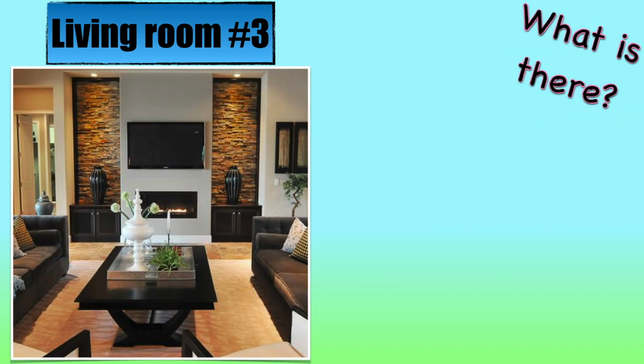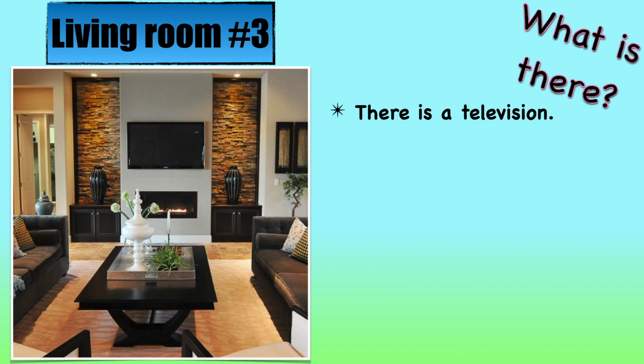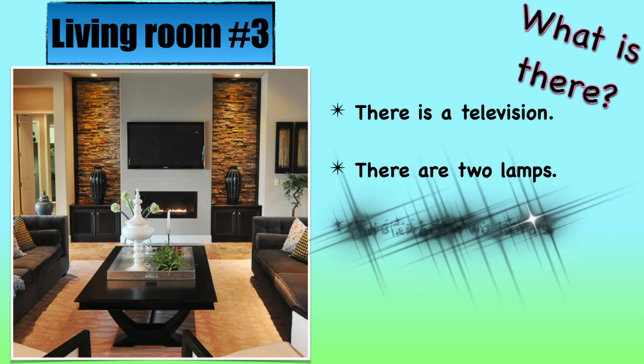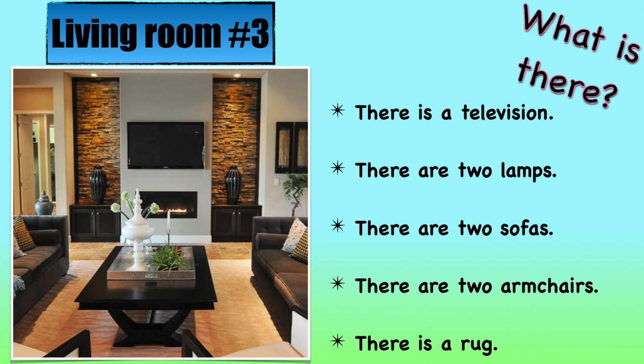And now let's look at the last living room. What is there? There is a television. There are 2 lamps. There are 2 sofas. There are 2 armchairs. And there is a rug. So you see, it's not very difficult. You just need to look carefully and you can find a lot of things. Always remember, when you see one, there is. When you see many, there are.